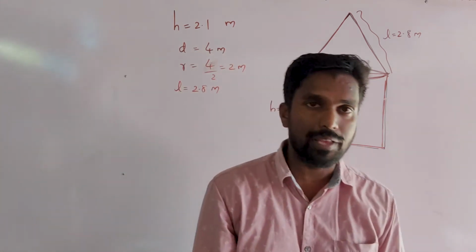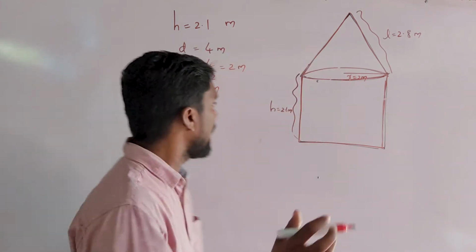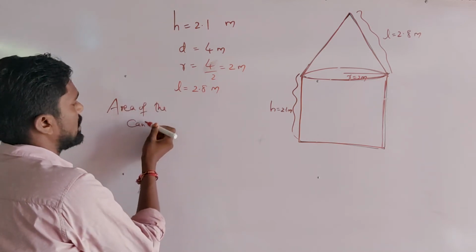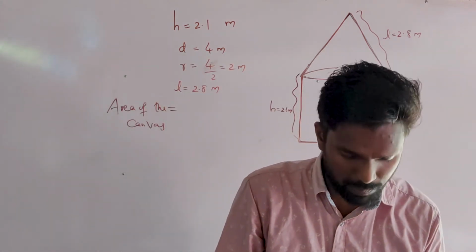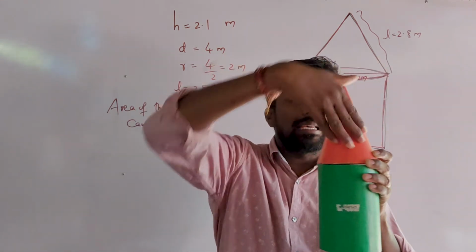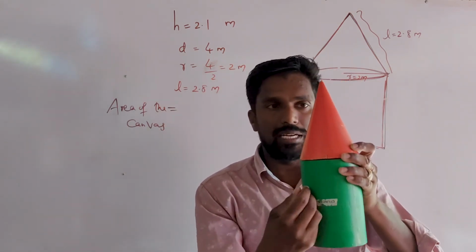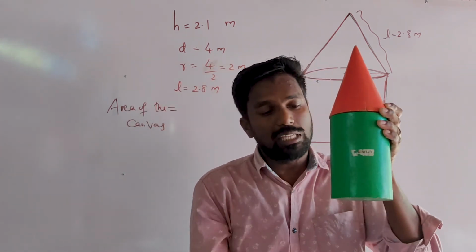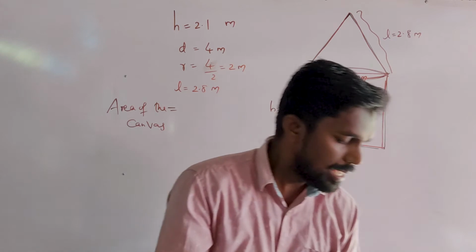We have to find out area of the canvas used for making the tent. Listen children, area of the canvas means wherever we are using canvas: one is CSA, curved surface area of cone. Next is curved surface area of cylinder. CSA of cone plus CSA of cylinder. It is given in the question, bottom portion not using canvas.